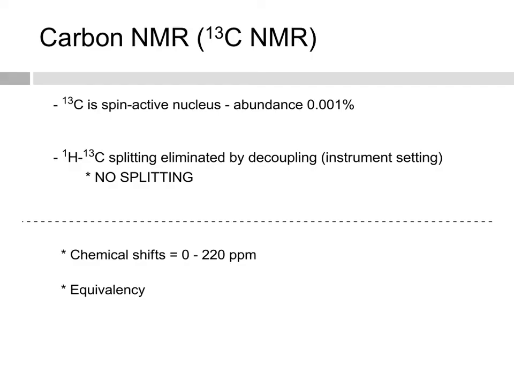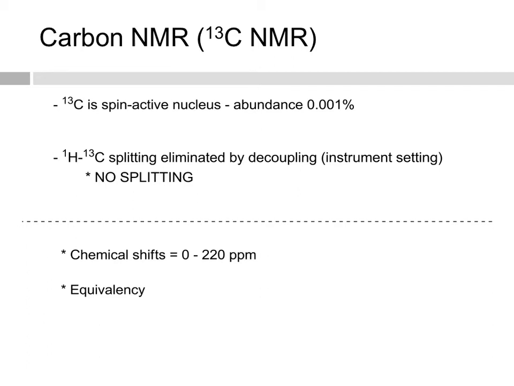This lecture is about carbon-13 NMR. Carbon-13 is a spin-active nucleus. However, the most abundant carbon isotope is carbon-12. The abundance of carbon-13 is only 0.001%. So unlike in a proton NMR, carbon-13 is actually rather hard to see and gives a much weaker signal.